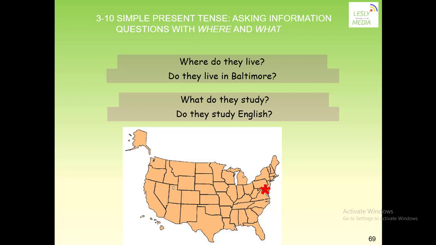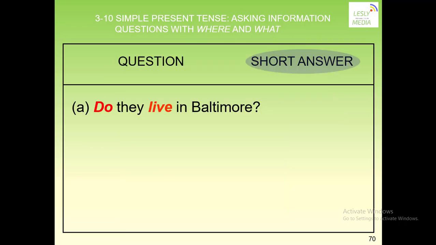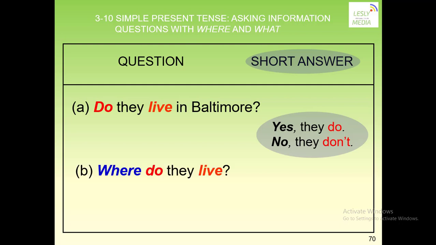Simple present tense for asking information question with where and what. So right now if you wanna ask question, where do they live? Do they live in Baltimore? What do they study? Do they study English? Okay, let us see. If you wanna make the question like this, do they live in Baltimore? The answer only two options, yes or no. Yes they do, or no they don't.